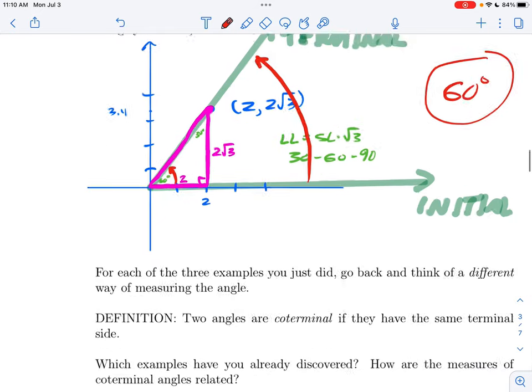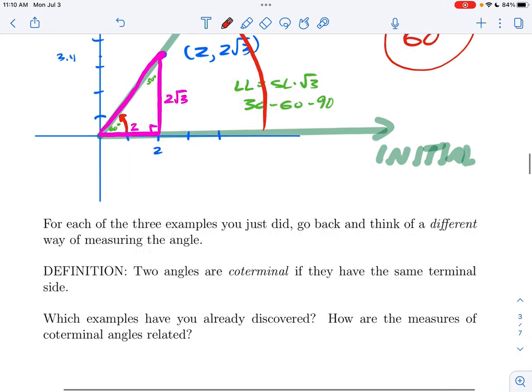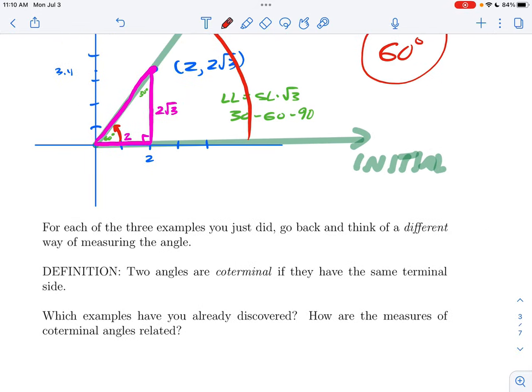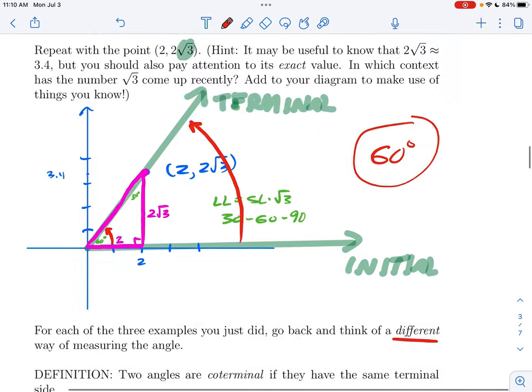Now, what I want you to do, if you're watching this on the video, go back, look at all of these examples, and see if you can think of a different way of measuring each one of those angles. Hit pause and ask yourself, could I have gotten from my initial side to my terminal side in a different way? So my hope is that you've thought about that a little bit.